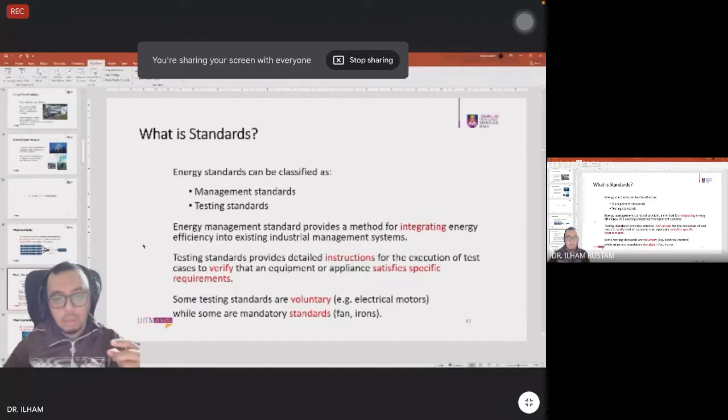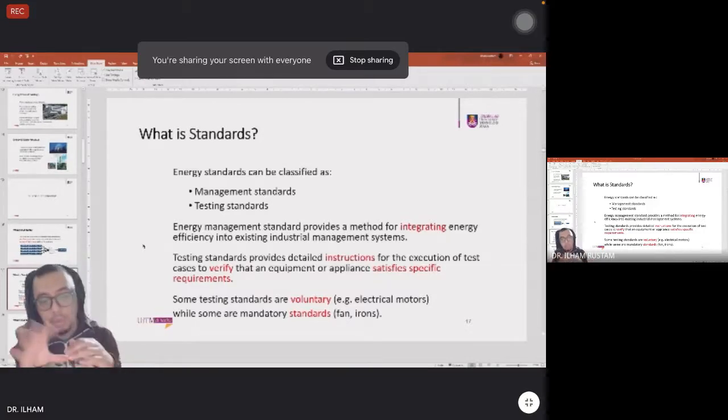So management is more about human beings. How humans should be able to operate the thing, and how it should be managed and maintained for a period of time. And testing is more on testing the machine itself. For example, you buy an aircon, how do you make sure the aircon runs properly? So, testing the power input and so on, but this is more on electrical talks. But never mind. Okay, so energy management standard provides a method for integrating energy efficiency into existing industrial management systems.